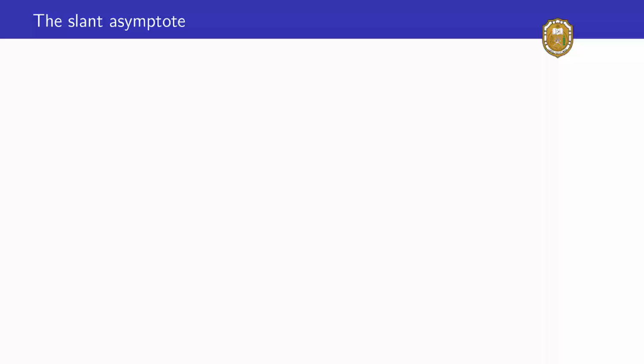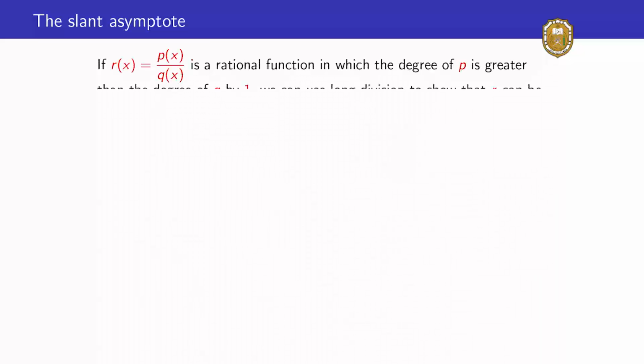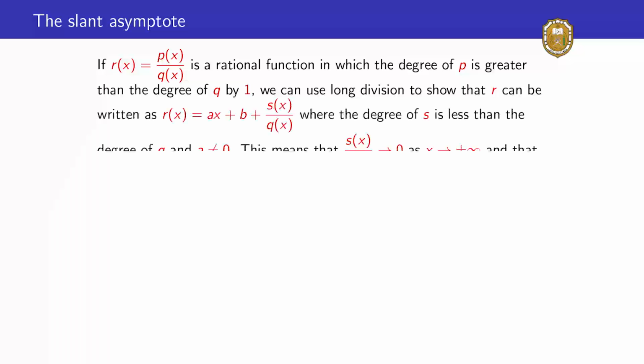We have another type of asymptote that we call the slant asymptote. If R is equal to P over Q is a rational function in which the degree of P is greater than the degree of Q by 1, so the degree of P is bigger than the degree of Q by only 1, then we can use long division to show that R can be written in the form R(x) is equal to Ax plus B plus S(x) over Q(x), where the degree of S is less than the degree of Q, and A is not equal to 0.